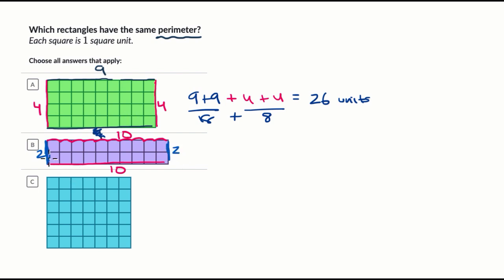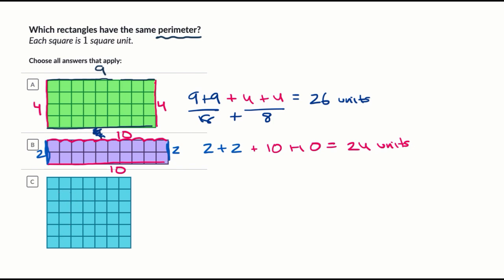So its perimeter is going to be 2 plus 2, plus 10 plus 10. 10 plus 10 is 20. 2 plus 2 is 4. So this is going to be 24 units. So these definitely don't have the same perimeter. Let's look at this last one here.